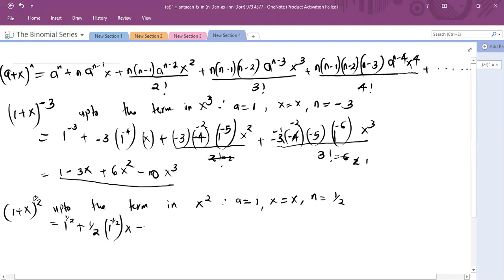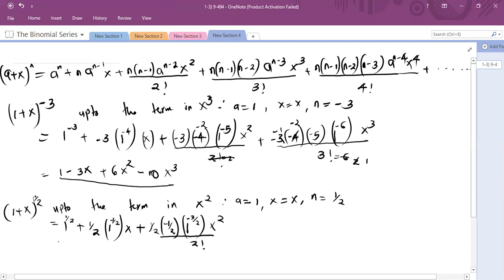And then we have x plus here. Finally, n, which is a half. Then a half minus 1, which is minus a half. And then a raised to the power n minus 2. So that is 1 raised to the power a half minus 2. So a half minus 2 will give us minus 3 over 2. And then we have x squared. All this is divided by 2 factorial. So that's our last term.